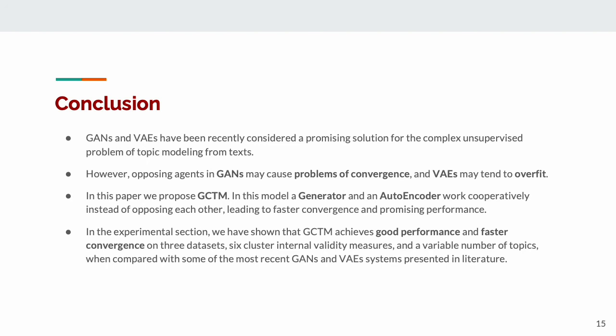In the experimental section, we have shown that GCTM achieves good performance and faster convergence. We tested our model on 3 datasets, 6 cluster internal measures, and a variable number of topics. And moreover, we compare it with some of the most recent generative adversarial network systems and variational autoencoder systems.